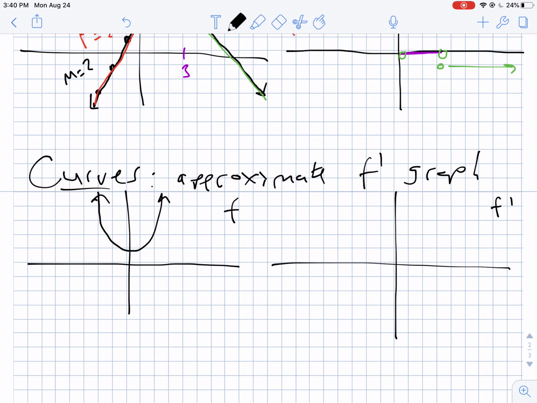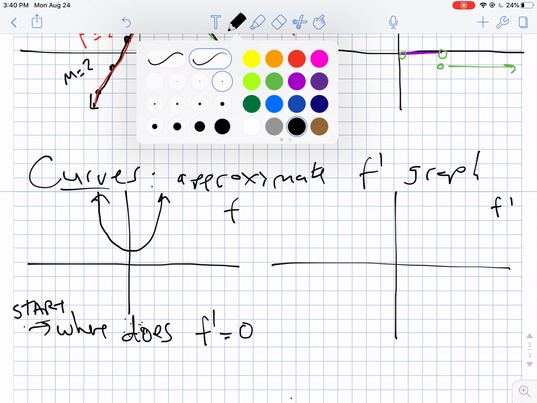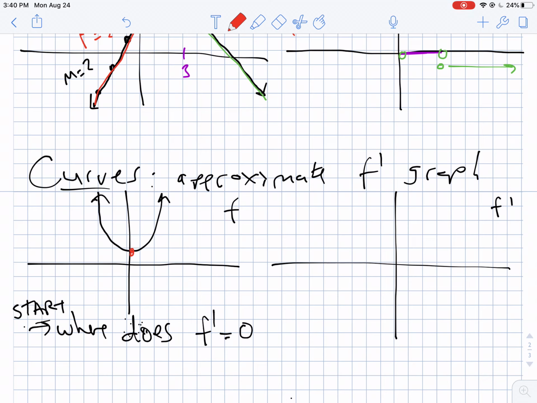Here's what I'm going to start with. The thing I'm going to start by asking myself is, where does f prime equal 0? That's going to be my starting point anytime I'm drawing a graph of the derivative. So I should look and say, here's a point where I have a slope of 0. If f prime equals 0, my y is f prime, so where do I have a height of 0? Right at the origin. And then what happens after that? I want to think, where is f prime positive?